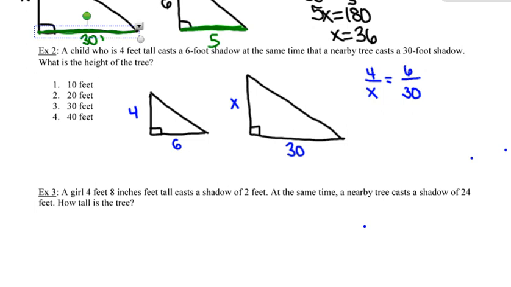The important thing here is that when you cross multiply, you're multiplying 6 times x and 4 times 30. So 6x is 120, which makes x 20, which makes the height of that tree 20 feet. And again, it's reasonable to have a tree that's 20 feet tall.